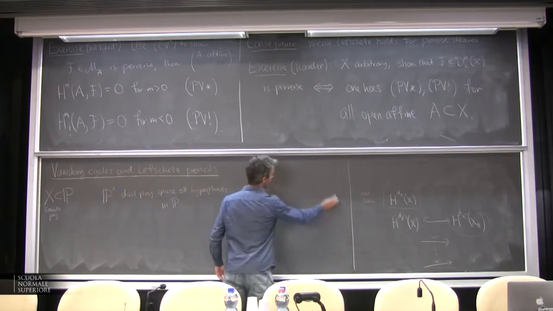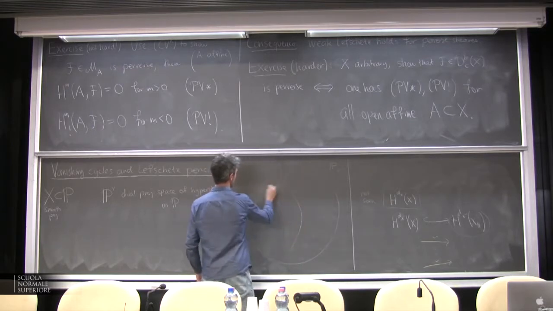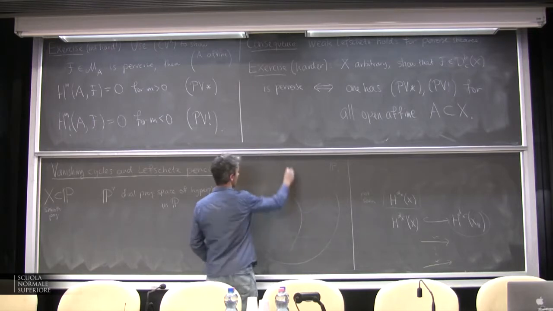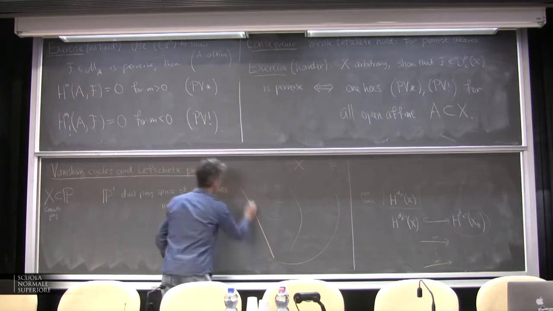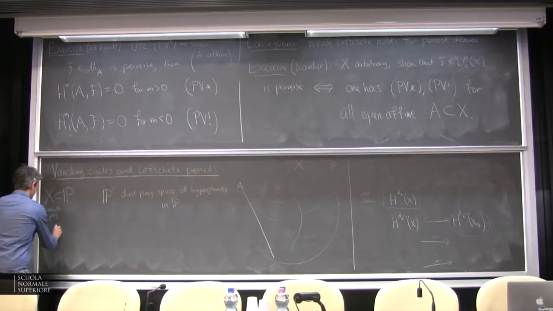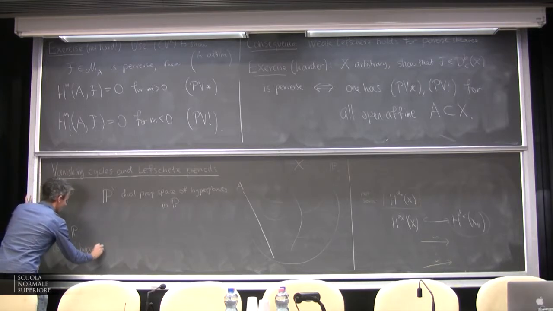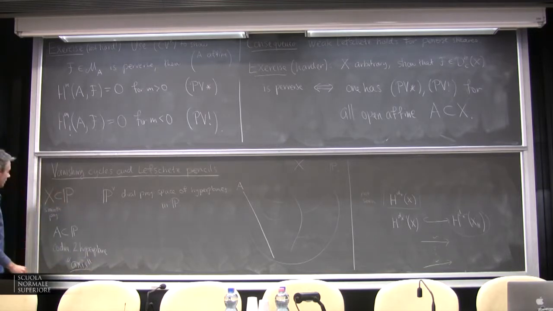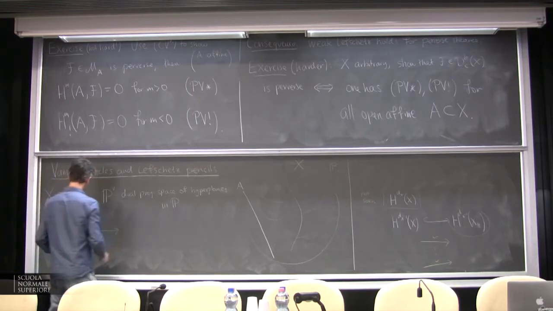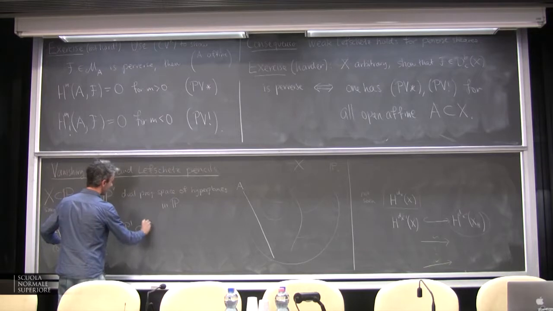And now we want to develop the following picture. So here's our P. Here's our X. And what we want to do is fix an axis, so A. So we fix A inside P, a codimension two subspace. So this is called the axis. So choosing a codimension two subspace inside here is the same thing as choosing a projective line in the dual space.